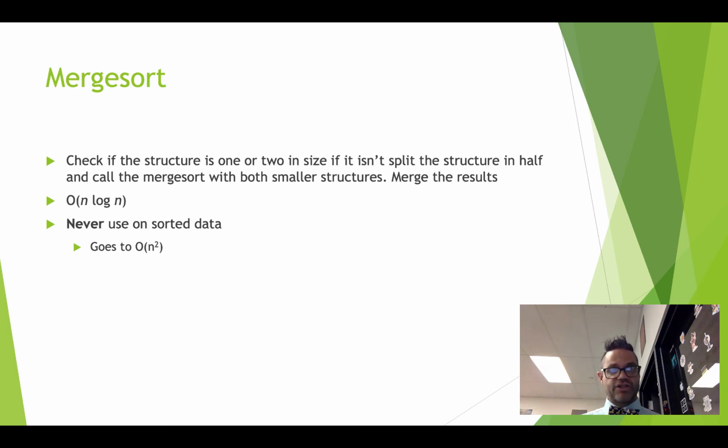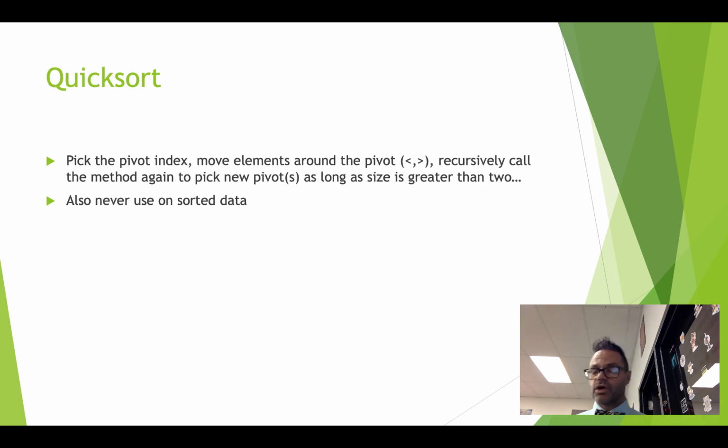And that has an efficiency of n log n, which is way better than n squared. Now, the problem is if I use this on sorted data, I go up to n squared anyway, which is not so hot. But that's okay. Quicksort, we'll take a look again at the algorithm for that when we come back. Merge sort, we'll take a look at the algorithm for that when we come back to it.